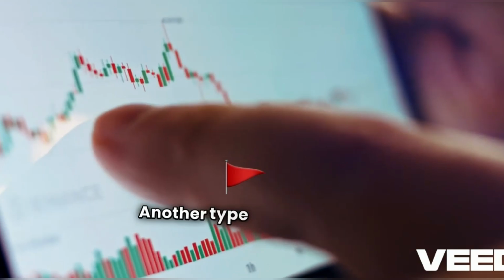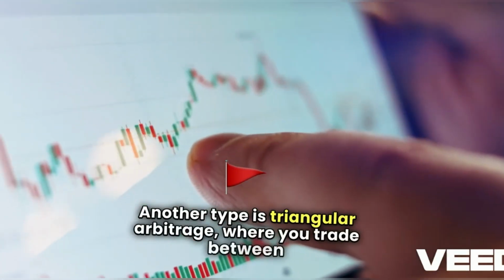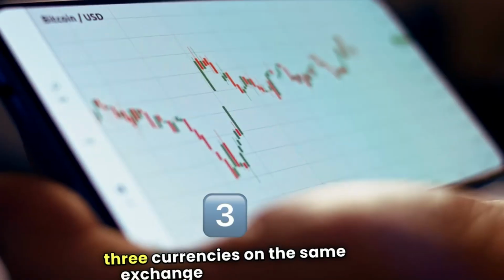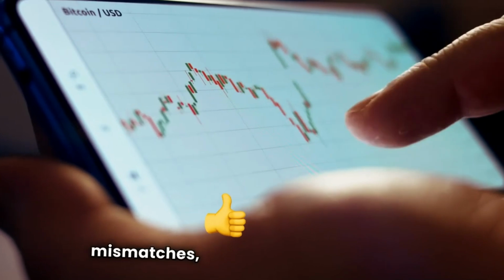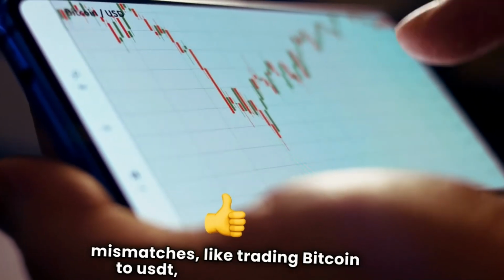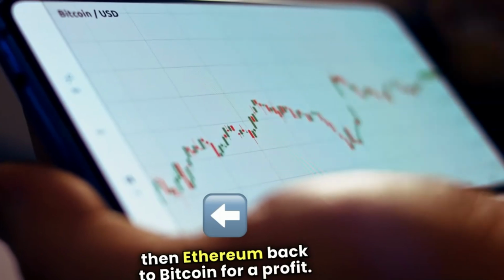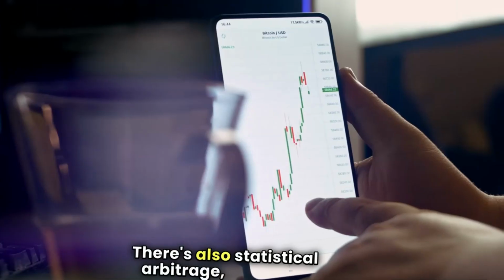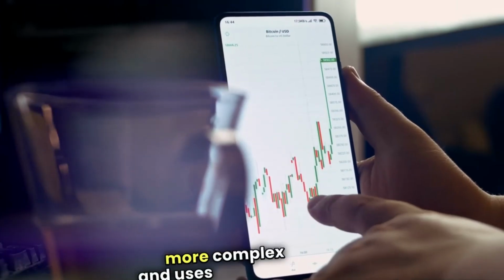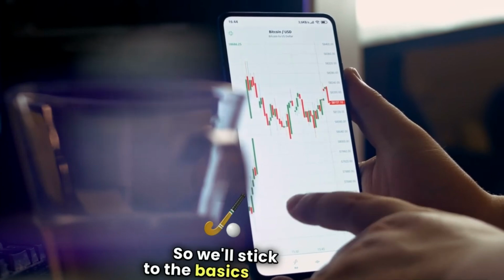fees. Another type is triangular arbitrage, where you trade between three currencies on the same exchange to exploit price mismatches, like trading Bitcoin to USDT, USDT to Ethereum, then Ethereum back to Bitcoin for a profit. There's also statistical arbitrage, but that's more complex and uses algorithms, so we'll stick to the basics today.